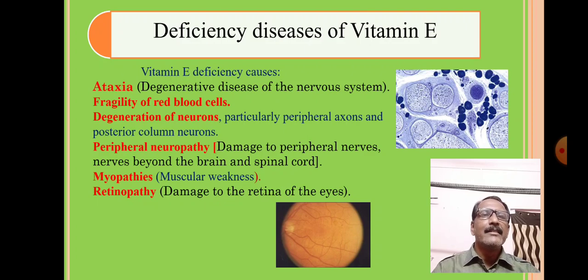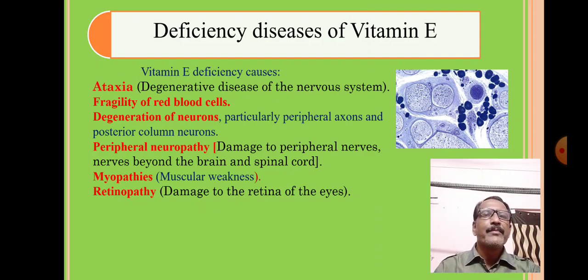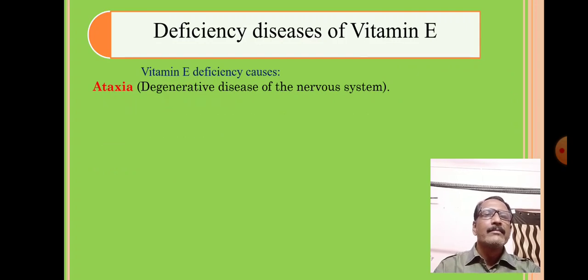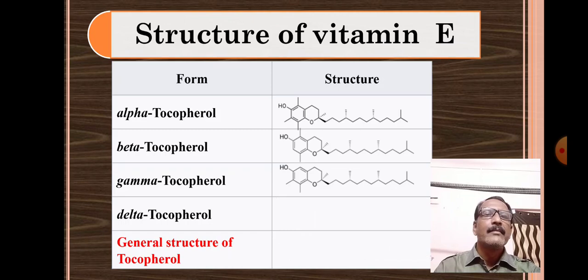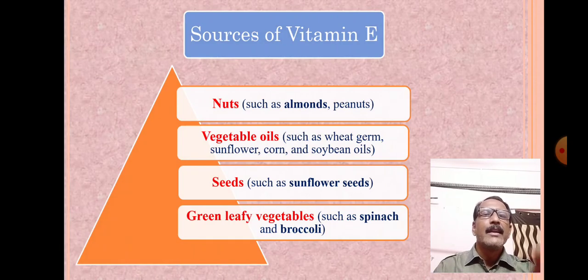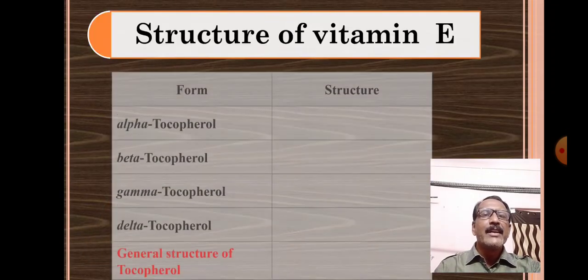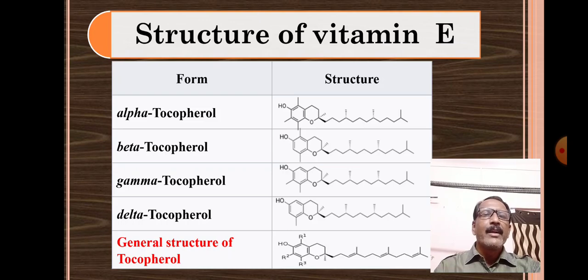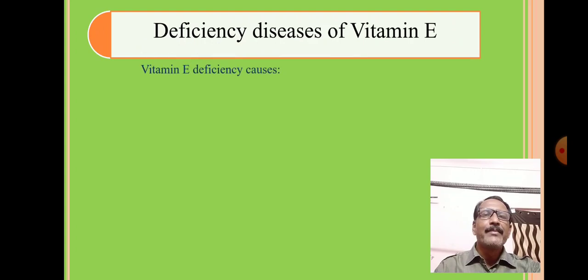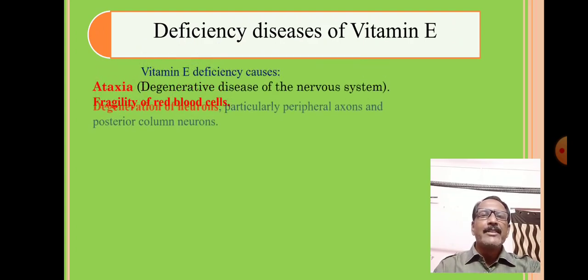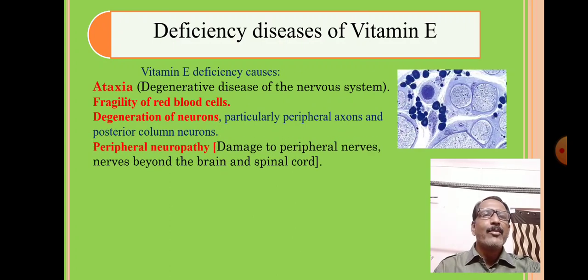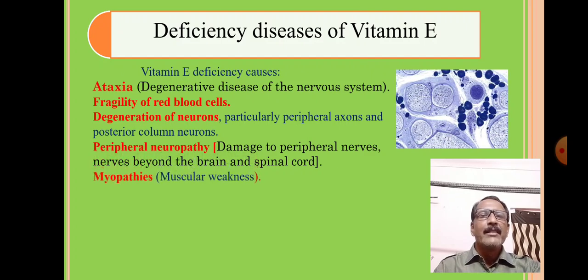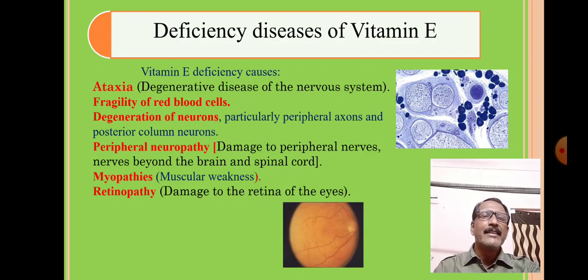That means in the discussion of vitamin E, we had discussed different sources. You can see here different sources of vitamin E: nuts, vegetable oils, seeds, and green leafy vegetables. Then in structures, we had discussed their different structures, and then we had discussed their deficiency diseases. These are different deficiency diseases caused by vitamin E. Peripheral neuropathy is shown in this picture. Then myopathies, then retinopathy, that is damage to the retina of the eye.